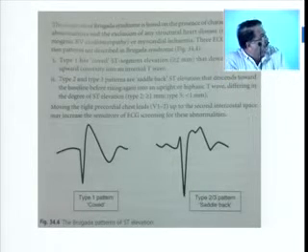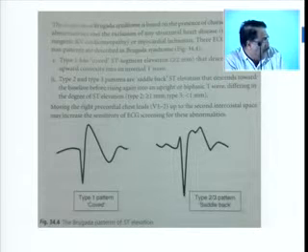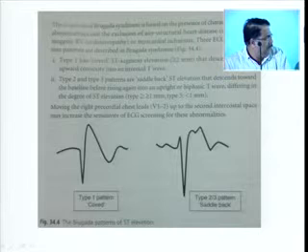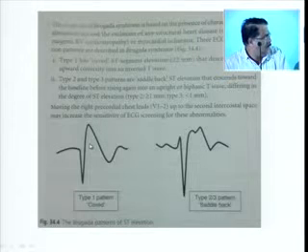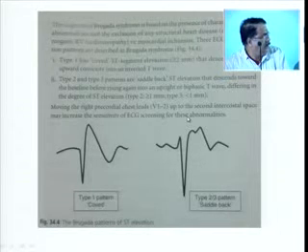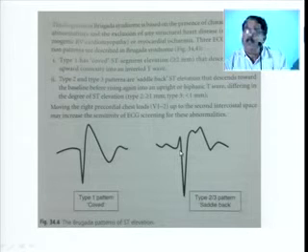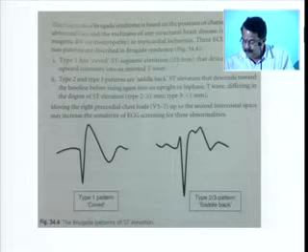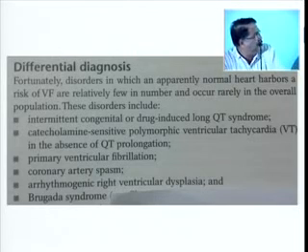You can see there are two types, type 1 pattern. You see, this is lead V1, ST elevation, and this is another type in lead V1. Now, what is the danger of this?